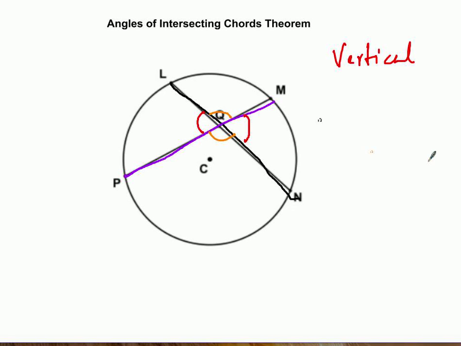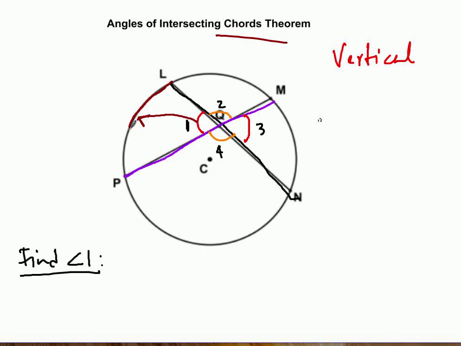Now let's say we name these angles: angle 1, angle 2, 3, and 4. Let's say we want to find angle 1. If we can find angle 1, angle 3 will be the same exact thing. So in order to find angle 1, the theorem tells you to look at the arc that it intercepts. So angle 1 intercepts this arc, and angle 3 intercepts this arc.